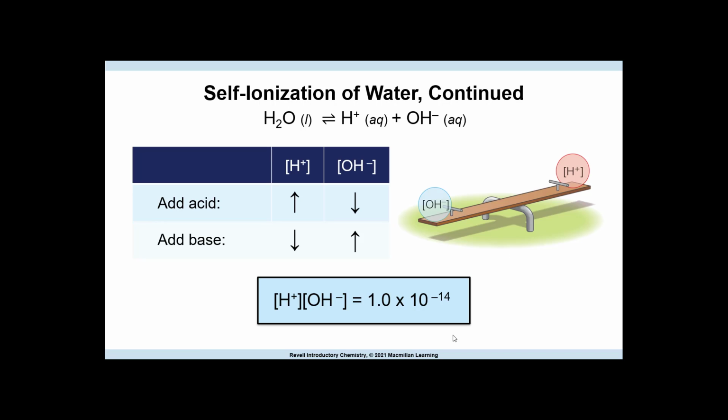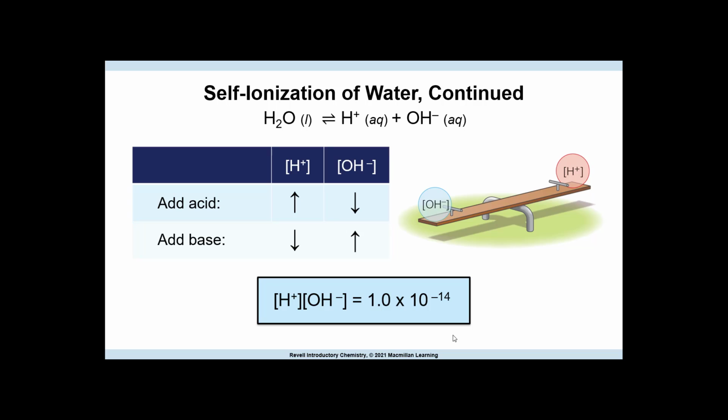So what happens if we add acid to pure water? Suddenly the concentration of protons jumps up. This excess proton reacts with a small amount of hydroxide ion that is present, and the concentration of hydroxide ion decreases. On the other hand, if we add a base, the opposite occurs. The hydroxide concentration jumps up and the proton concentration decreases. The concentrations of hydroxide and protons are like a seesaw. If one goes up, the other goes down.